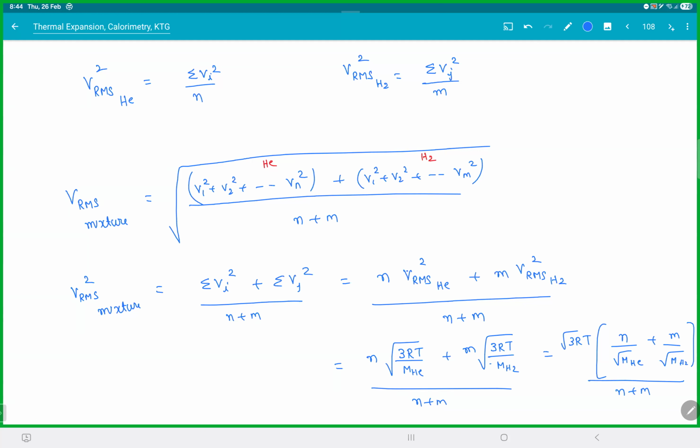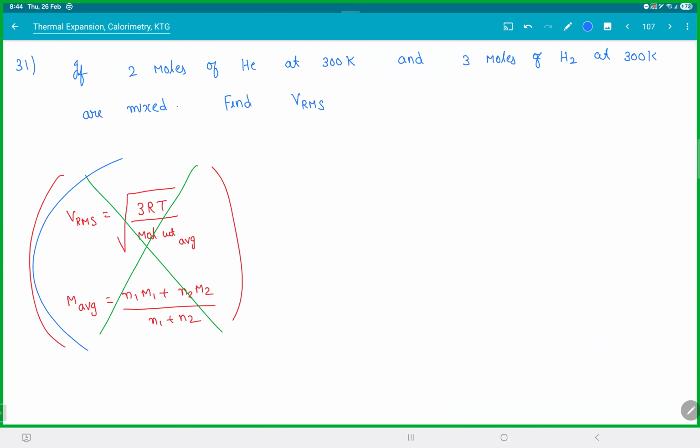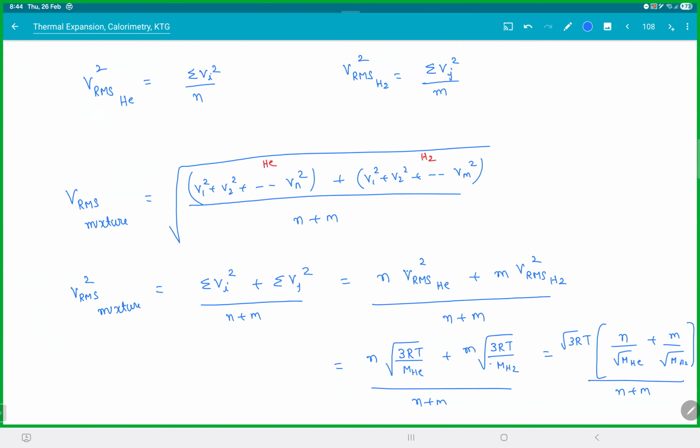Does this in any way look like this? Can you see the problem there? If you take M average and look at this method, do they look equal? Do you get the problem there? They're not the same, isn't it? So that M average method is wrong. You should not take the molecular weight average. You literally have to go from the basics. You have to find the speed of all the molecules, square them and add them, and you do something like this. So the final result is this.